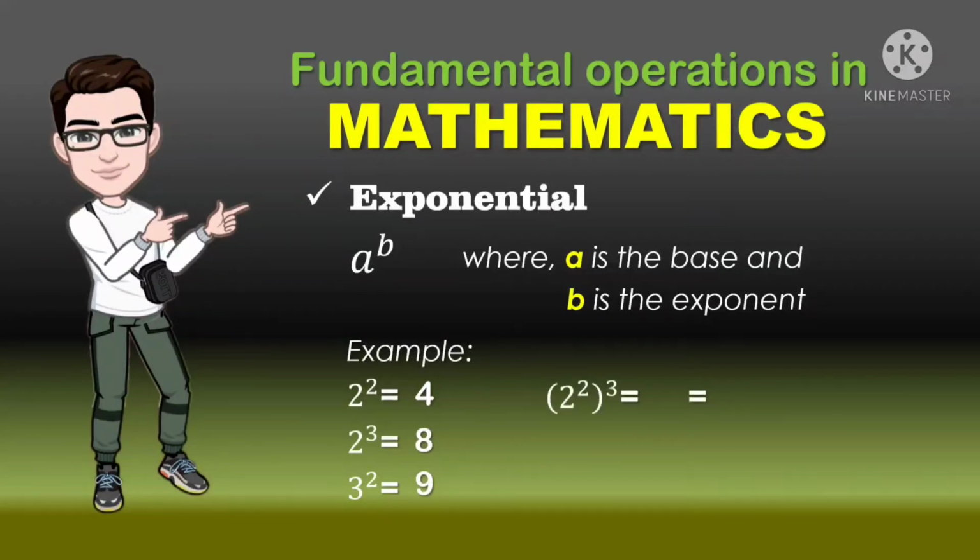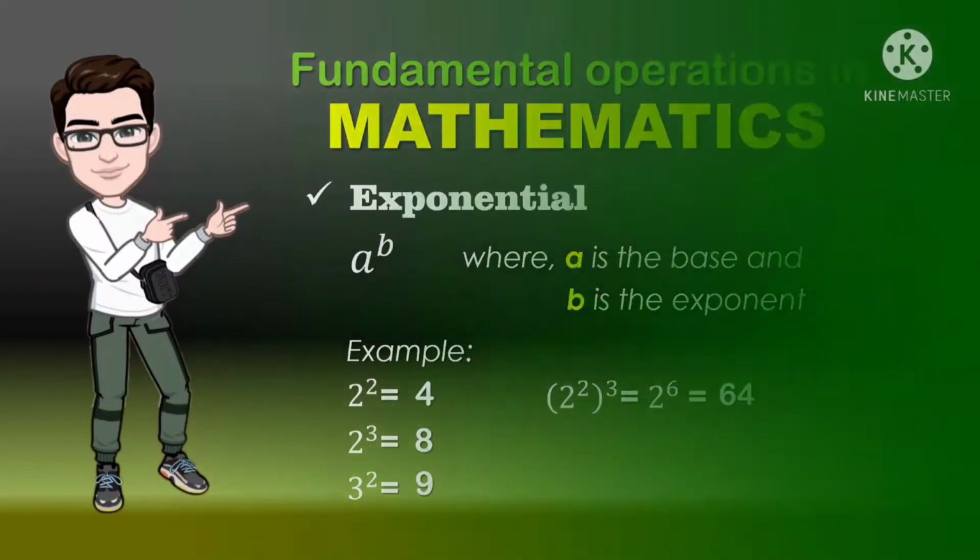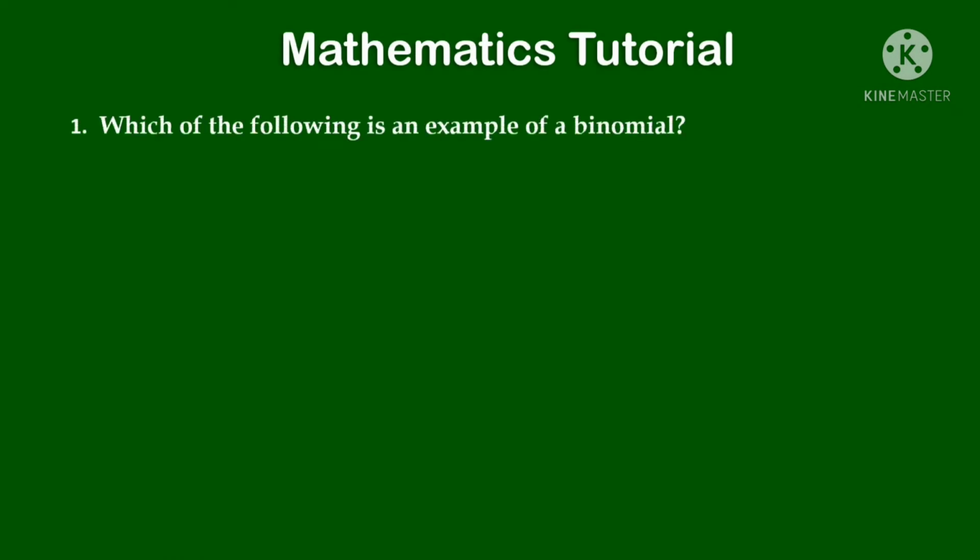If we have quantity 2 squared raised to the power of 3, we may answer 2 to the 6th power because you are going to multiply the exponents 2 and 3. So the final answer for that is 64. Let us begin with this question.